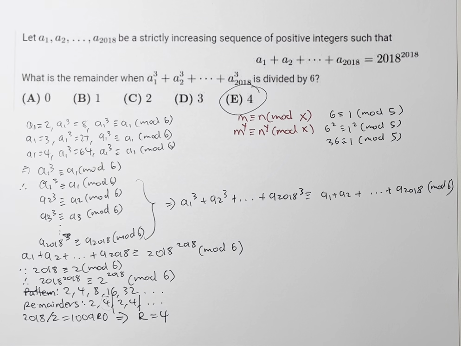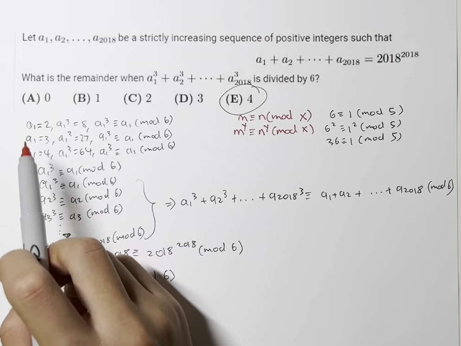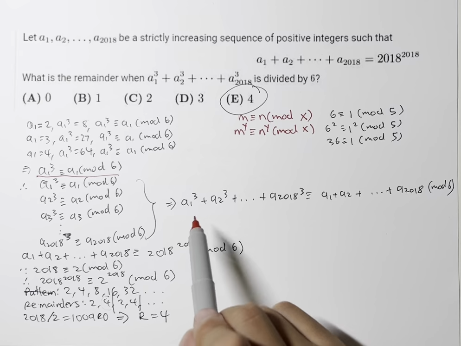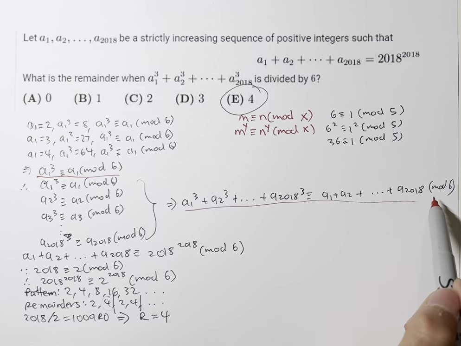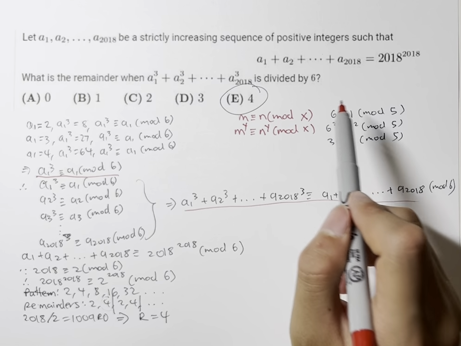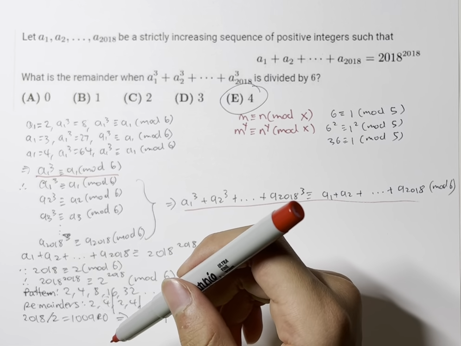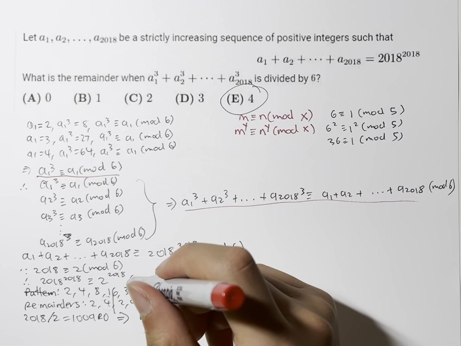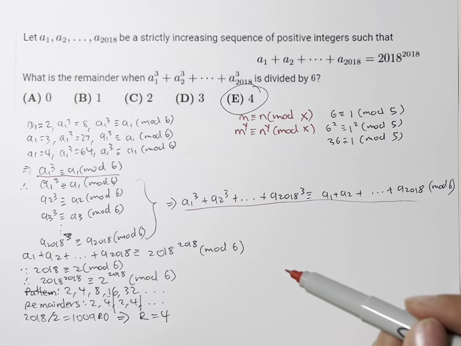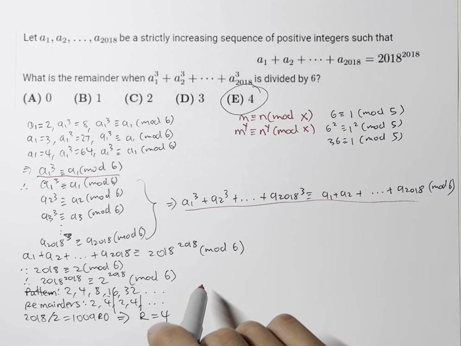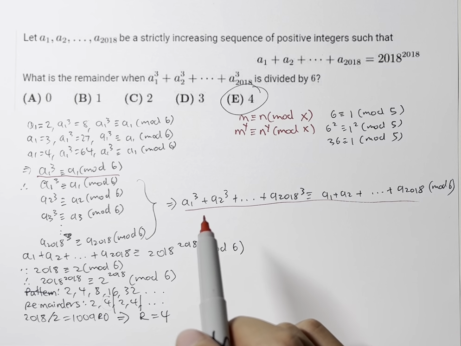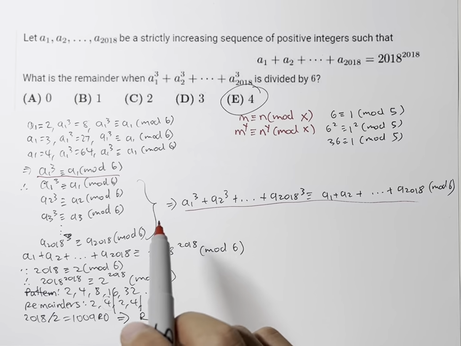The key concept of this problem is that you need to find the relationship between A1 cubed and A1, and that they're congruent mod 6. Then you can find out that the sum will also be congruent. And then, after you use a reduction formula here, marked in red, you can find out that it's going to be congruent to 2 to the power 2018. Then you find some patterns for the remainders of powers of 2 mod 6. And then you will see that it will be patterns of 2 and 4. You can find out the final remainder will be 4.